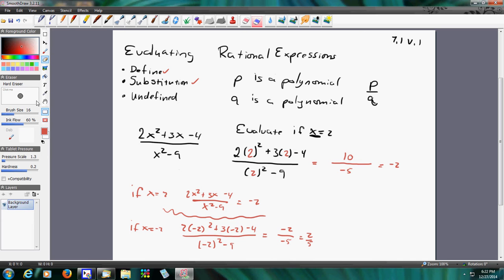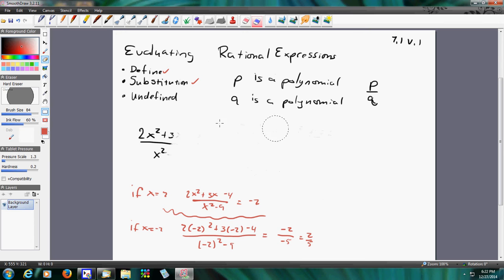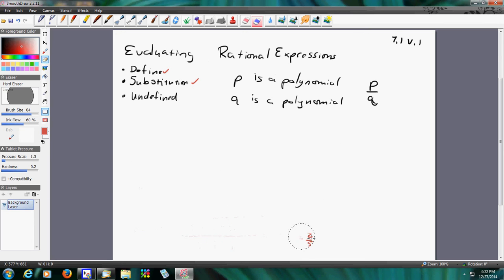The last thing I'm going to do is this, and this is actually a very, very, very important piece of information. I'm going to find out when a rational expression is undefined. And in order to know what undefined means, you have to remember back that if you have P over Q, P over Q is undefined if Q equals 0.